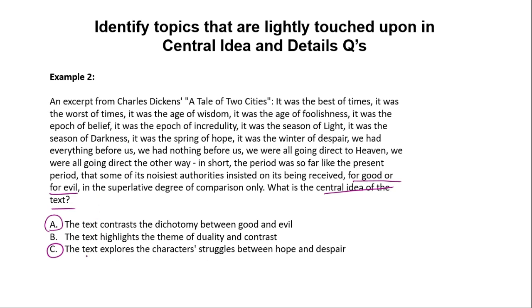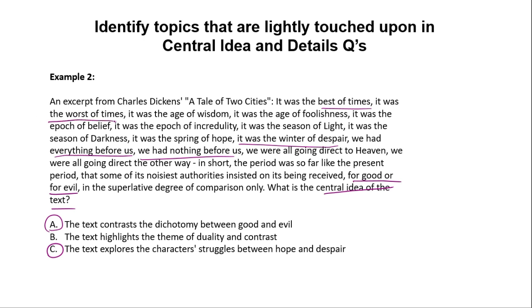Now, same with option C, that the text explores the character's struggles between hope and despair. Notice that here it was a winter of despair. We had everything before us. We had nothing before us. So it does talk about hope and despair. But is it the only thing that it talks about? No, right? Because notice that it says it's the best of times.